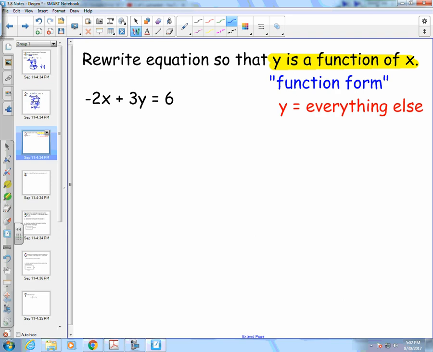Let's rewrite equations so that y is a function of x. This is important wording. It means that we are putting things in function form, that you want y equals everything else on the other side. So we're now going from literal equations to equations that actually have numbers in them. And what we're trying to solve for is the y.